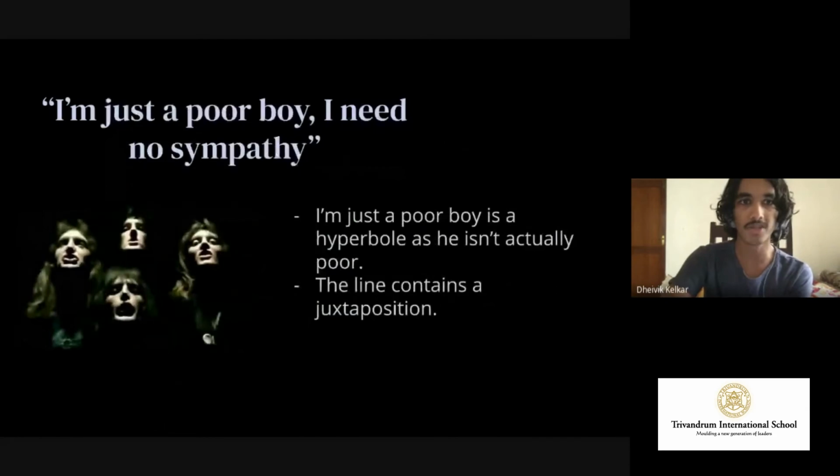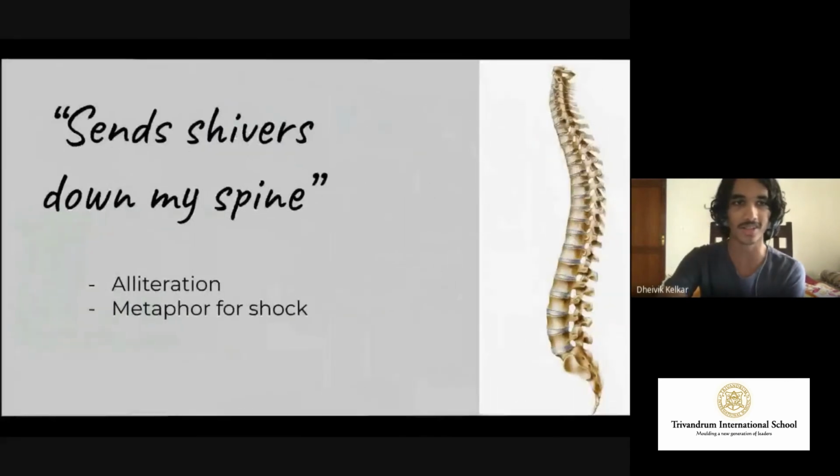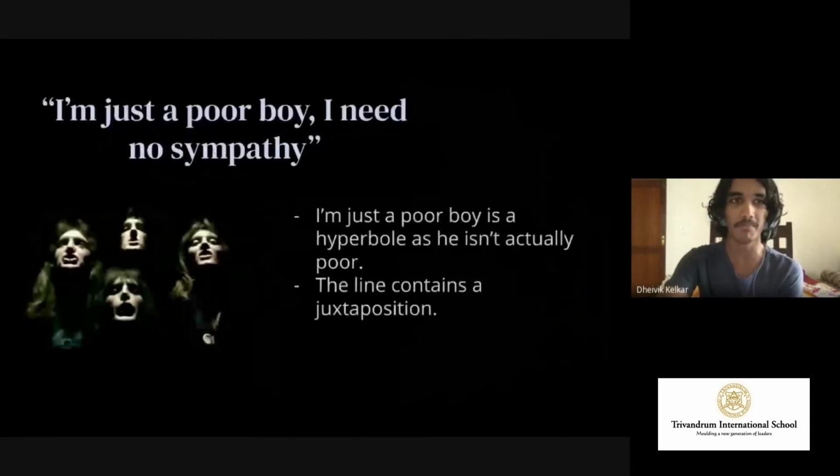The next one: "I'm just a poor boy, I need no sympathy." So here, the hyperbole is that he addresses himself as poor, which is not true because he was pretty rich. The line also contains a juxtaposition, as he refers to himself as poor, but he still says he doesn't need any sympathy. So that's very contrasting over there. And those two lines have the same melody, just different lyrics.